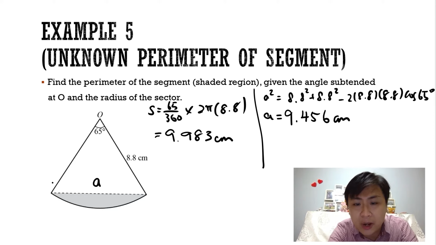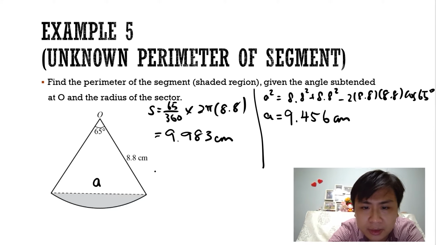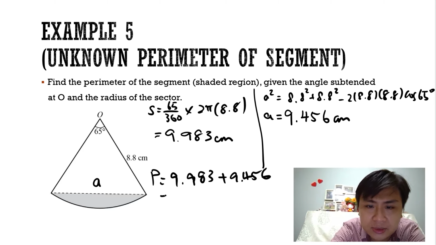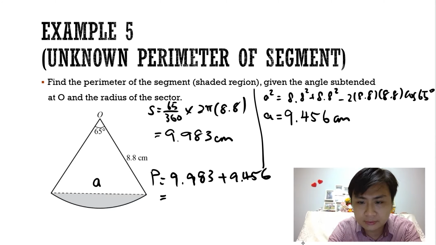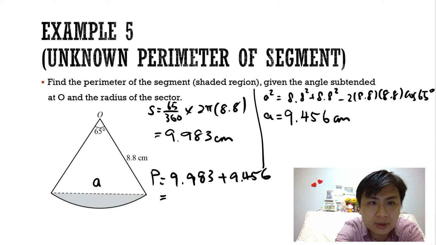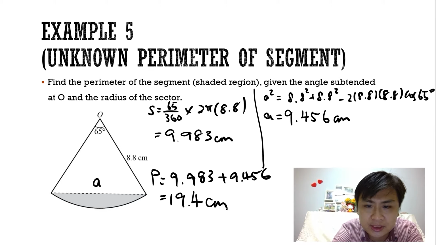To find the perimeter of the segment, we take the arc length and add it to the length of the chord. So the perimeter will be 9.983 plus 9.456. Add these two lengths together and we'll get a value of 19.4 centimeters, rounded off to 3 significant figures.